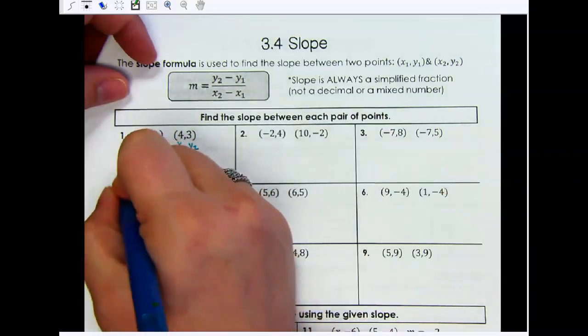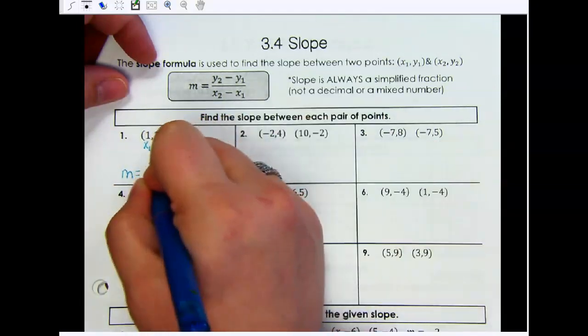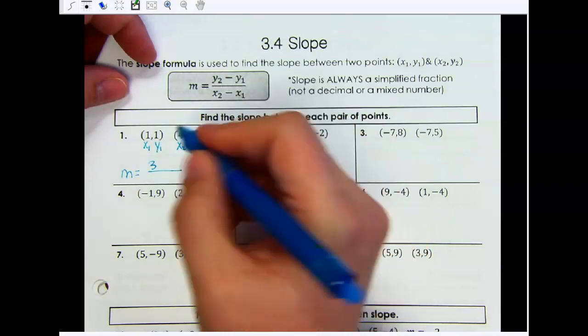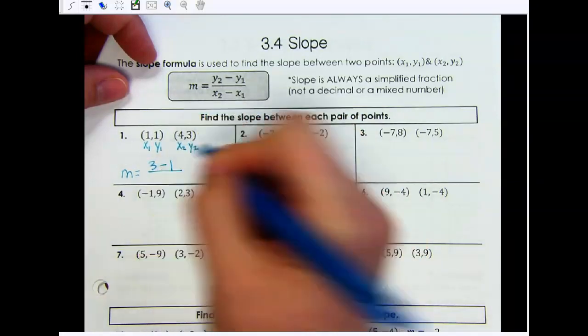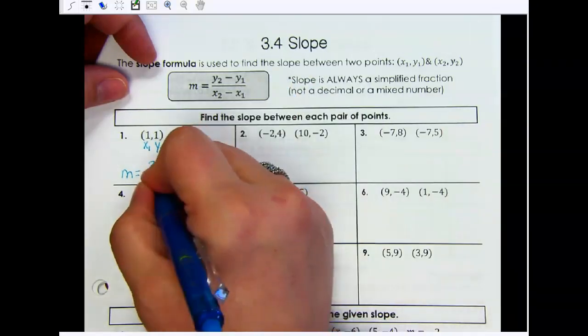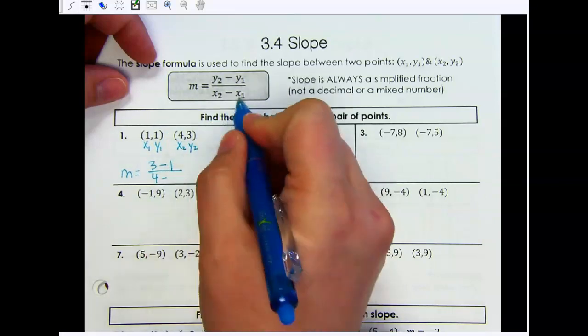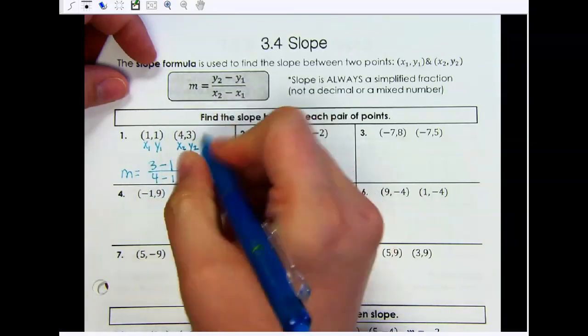So for this problem, our y2 is 3. And then we're going to subtract y1, which is 1. And then our x2 is 4. And then we're going to subtract x1, which is also 1.